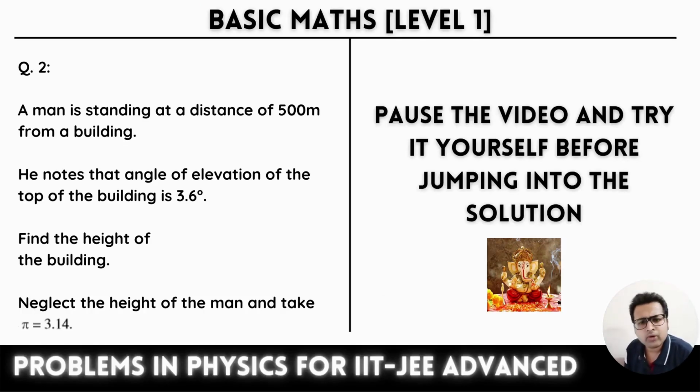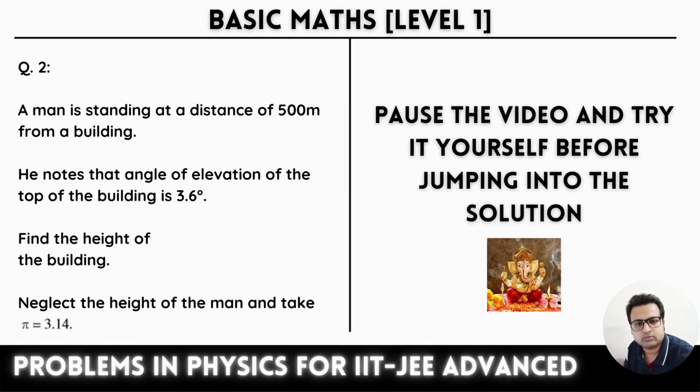Okay, now let's jump into the second problem. A man is standing at a distance of 500 meters from a building. There is a tall building, and the man is standing 500 meters apart from that building. He notes that the angle of elevation of the top of the building is 3.6 degrees. Find the height of the building. Neglect the height of the man, and take pi equal to 3.14. Definitely pause this video and try it yourself before jumping into the solution.